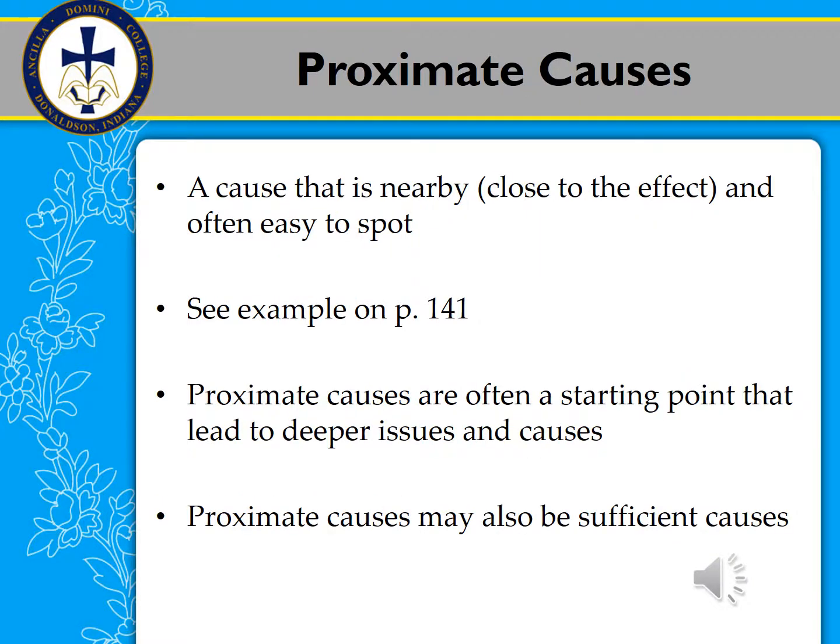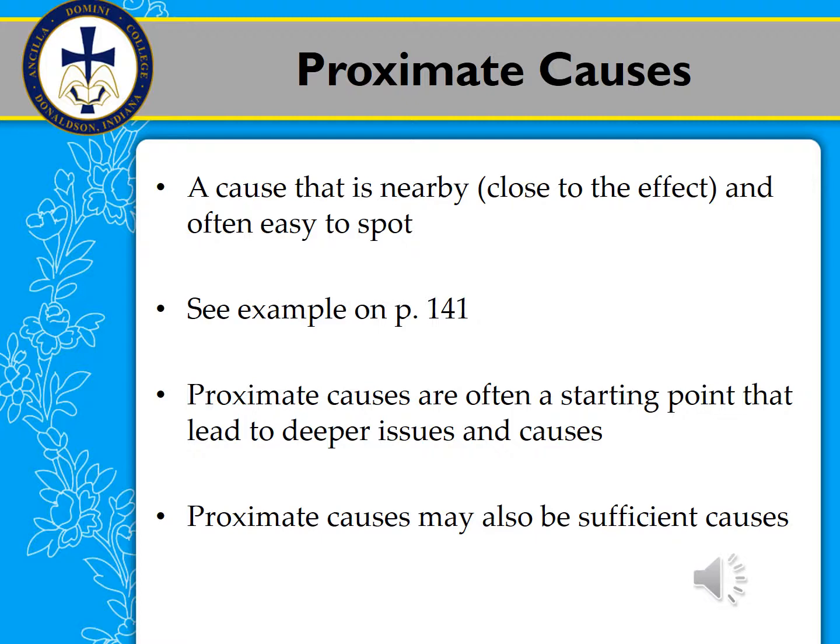Then we have what's called a proximate cause. Some of you have heard of the term proxy. That could be from the same root word, of someone being in a nearby place. Approximate is another word that would get into this. But this is called a proximate cause. It's a cause that is nearby or close to the effect and often easy to spot.